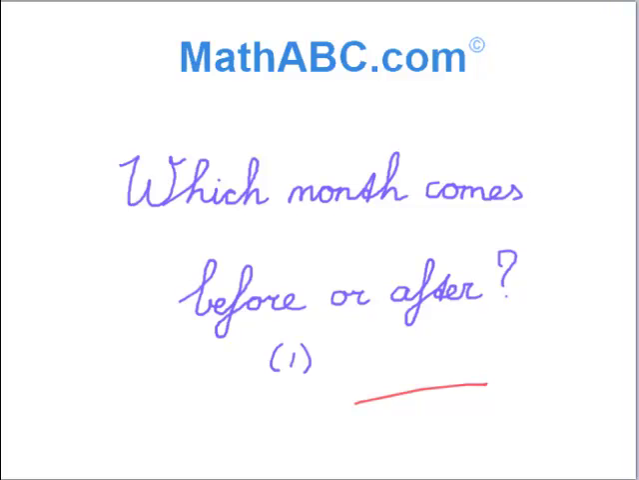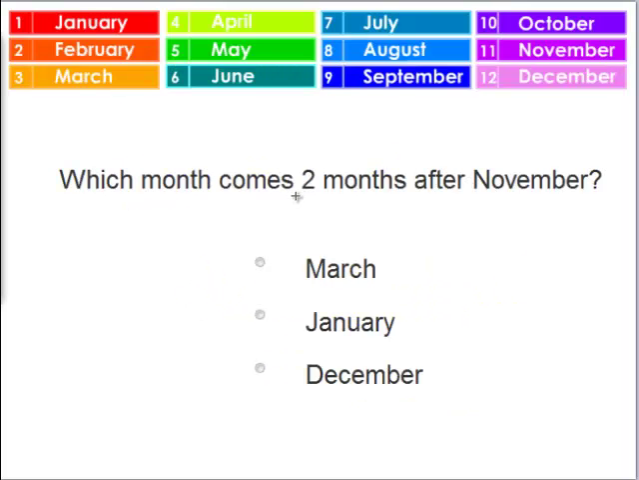Which month comes before or after? Which month comes 2 months after November? Here's November, and we want to count forward 2 more. November, December, January. January comes 2 months after November.